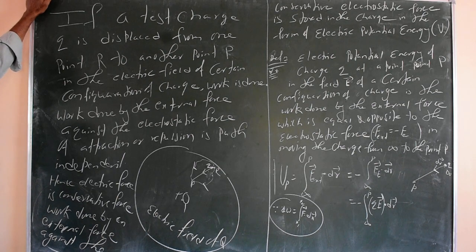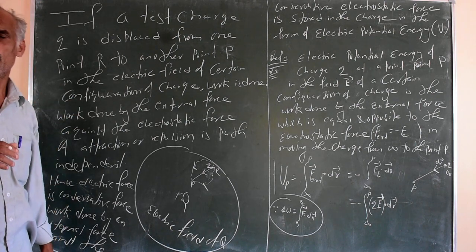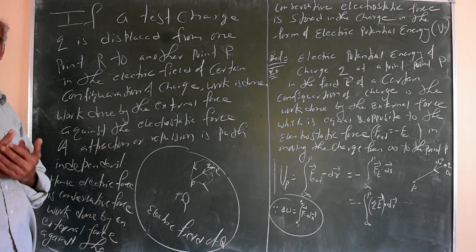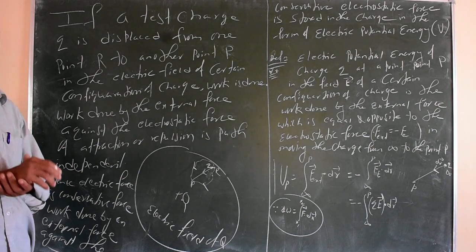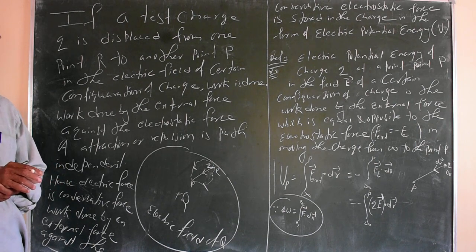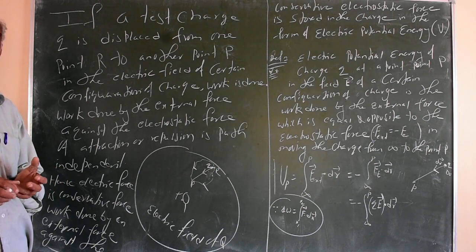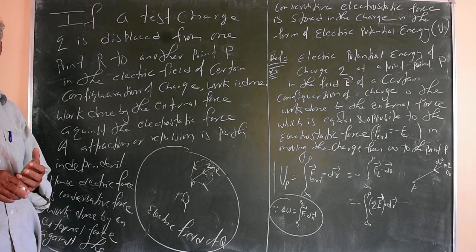If the body is displaced in the gravitational field, then the energy stored in the body is called gravitational potential energy. If the body is displaced against the spring force, then the energy stored in the body is called spring potential energy.